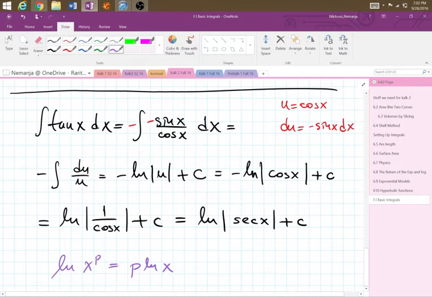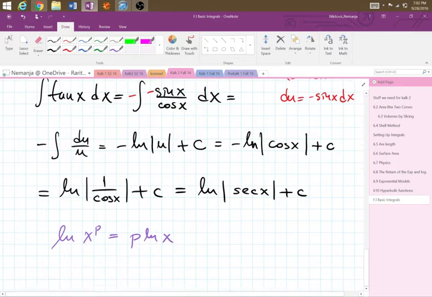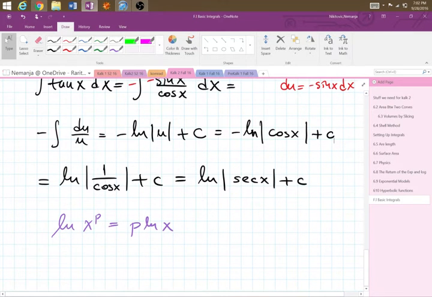So the -1 just becomes 1? Why couldn't it be -1 over cosine x? Absolute value. Oh, absolute value. No, no. The -1 goes from here to there. Actually, better if I write it this way. And we know that x to the -1 is the same as 1 over x. Yeah, okay, gotcha.